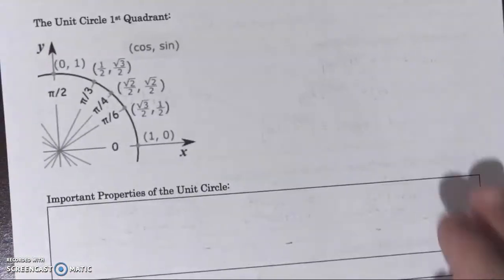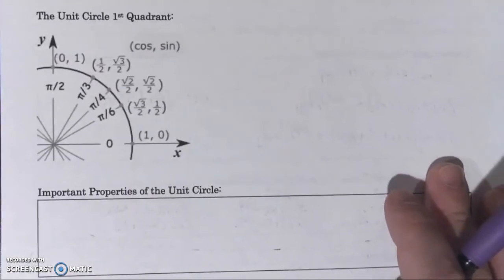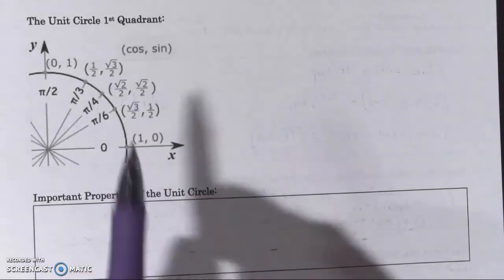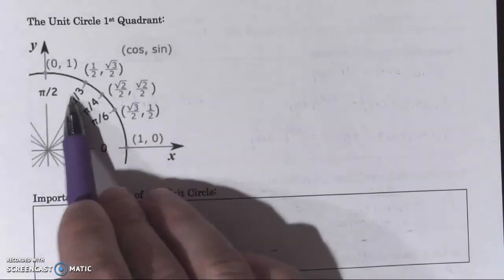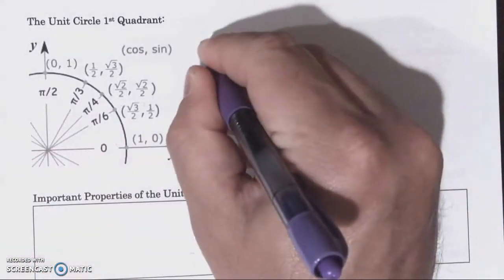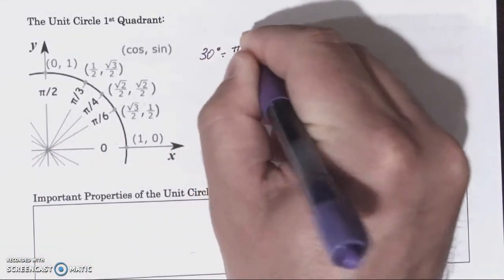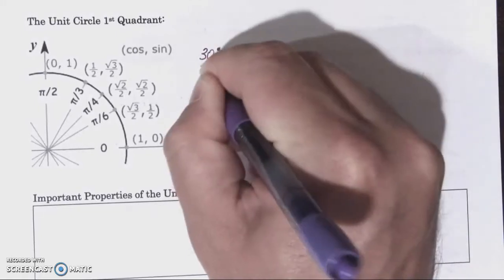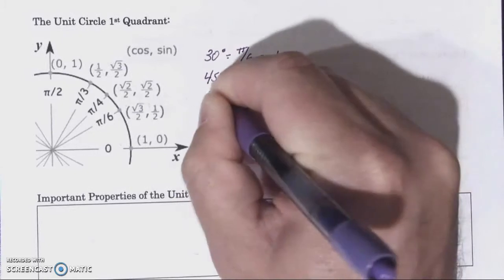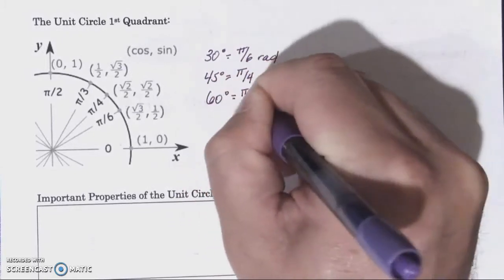So we turn the page. Okay. Here is just the first quadrant with also the cosine and sine values at each one of these angles. Here we have them written in radians. Okay, 30 degrees is pi over 6 radians. 45 degrees is pi over 4 radians. And 60 degrees is pi over 3 radians.